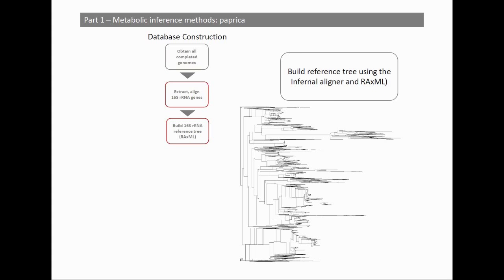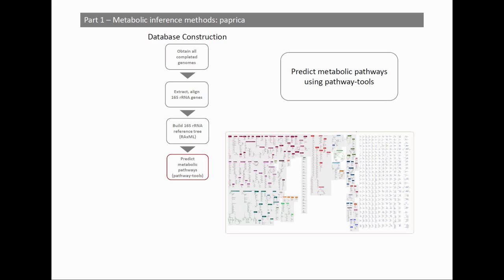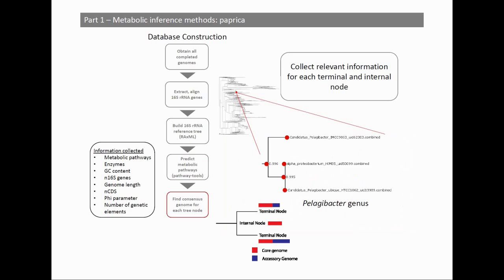We look at those genomes and we extract the 16S rRNA genes from those different genomes, and then we use them to build a reference tree. This is a graphical depiction of what that reference tree looks like. We then predict the metabolic pathways for each of the genomes that we're using to build the database. And then for each point on that reference tree, we find a consensus set of metabolic pathways and enzymes. And we also collect this information that is shown over here on the left side of the screen. So we have the metabolic pathways and the enzymes. We also look at the GC content, 16S genes, genome length, etc., for each internal and terminal node on that tree.